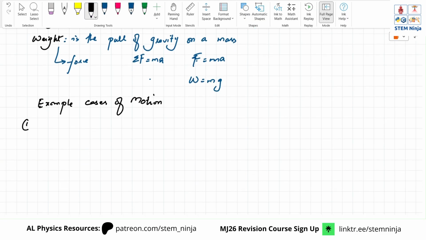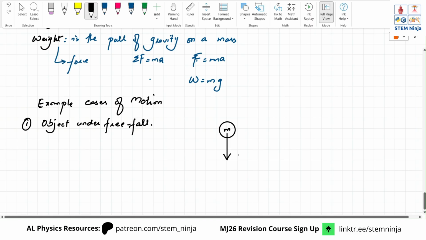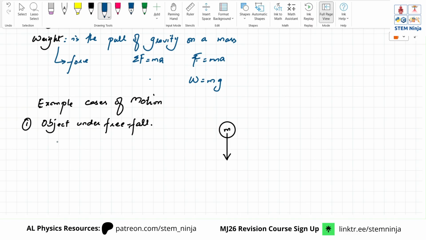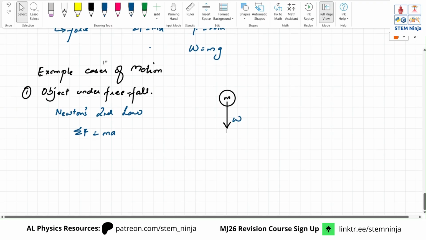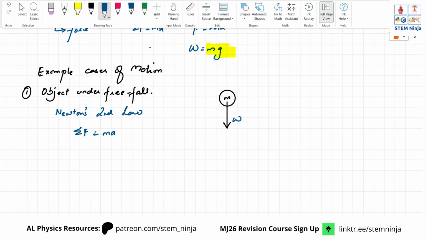So first, let's talk about the object under free fall. Let's say, for example, an object has mass m and it's falling under gravity. There is no other force on it. So according to Newton's second law, sum of force equals mass times acceleration, and this force would be the weight. But we don't know whether it's equal to mg or not, but let's say anyway.